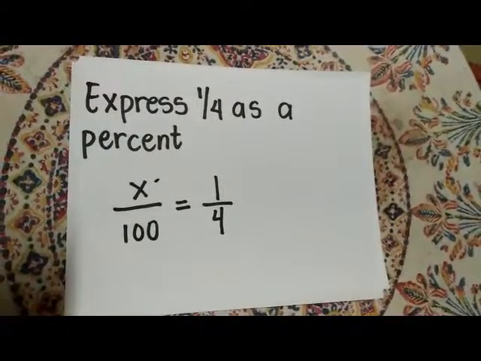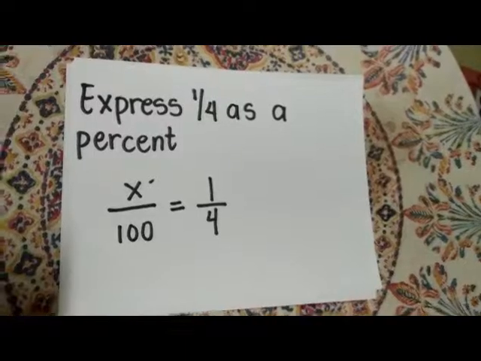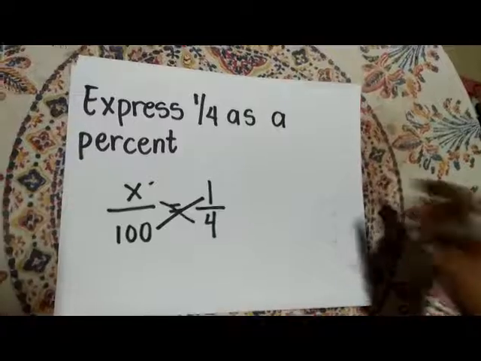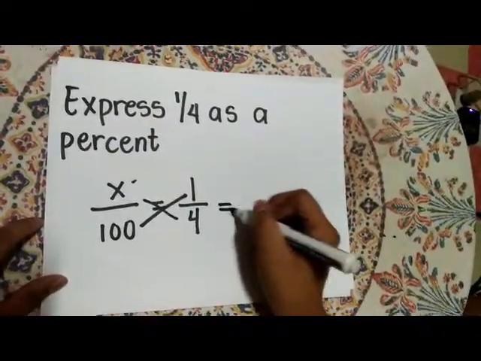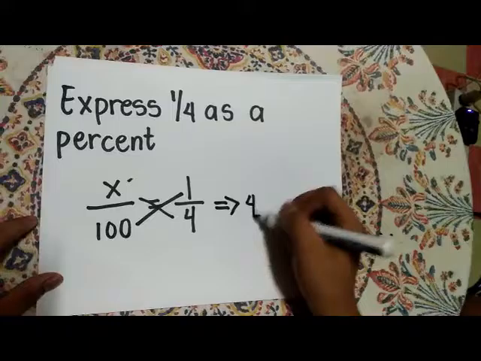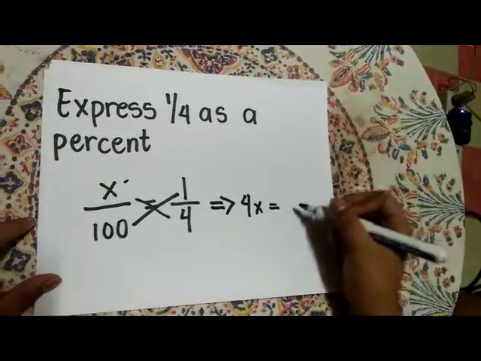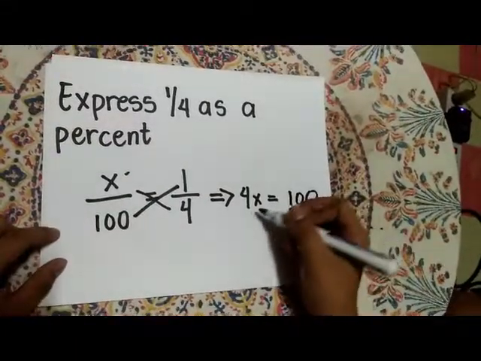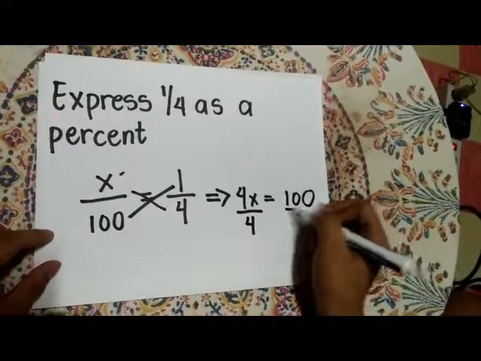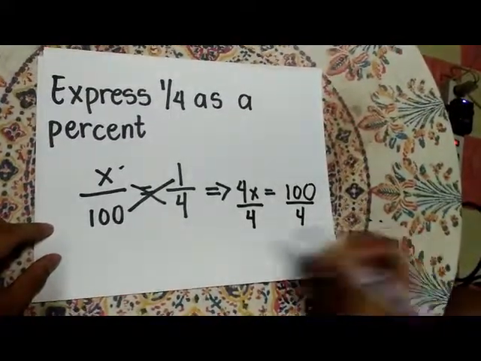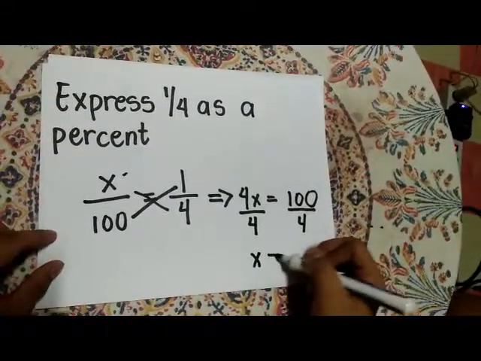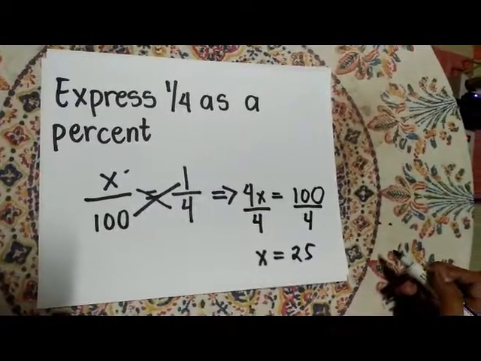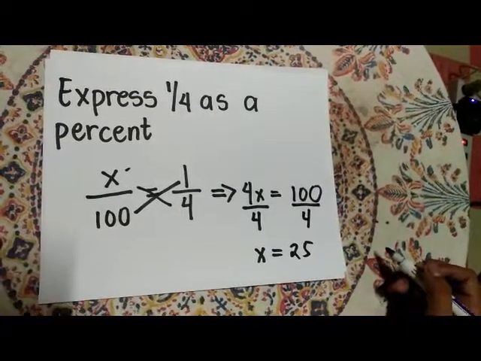We now solve for x. We will use cross multiplication. It will become 4x equals 100. Divide both sides by 4. x is equal to 25. Therefore, 1/4 is equal to 25%.